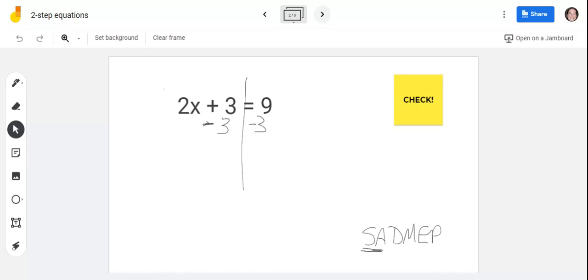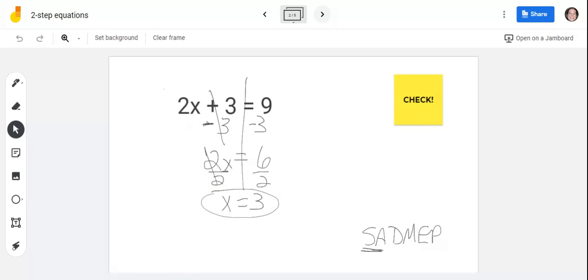Okay, 3 minus 3 is 0, which is great. That's what we want. We want it to go away. We're going to bring down the 2x because I haven't done anything with that yet. And then we'll calculate over here, 9 minus 3 is 6. And now we've turned it into a one-step equation. No problem. We'll breeze right through this. This is multiplication, so I'll divide and divide. 2 divided by 2 is 1, leaving me 1x. And 6 divided by 2 is 3. I think x equals 3.